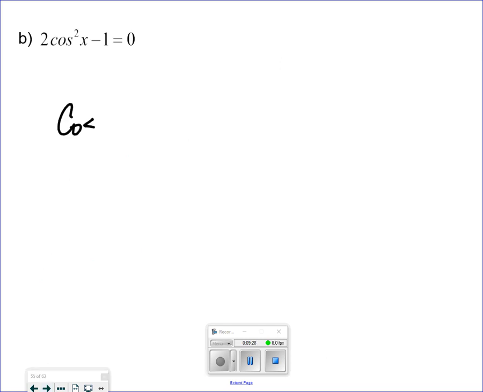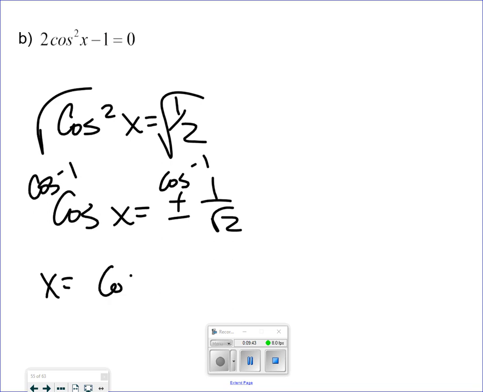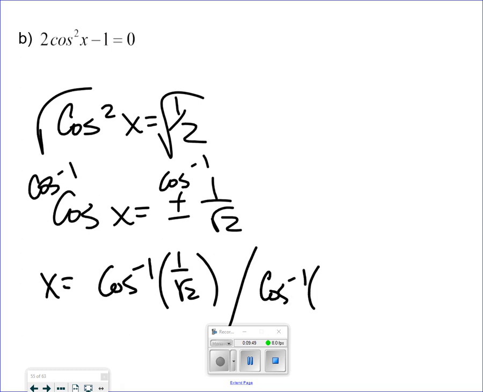Same thing for cosine. So I got cosine squared x equals +1/2. Square root of both sides. So cosine of x equals plus and minus 1 over the square root of 2. Just leave it that way. Inverse cosine. So now the 2 answers, I want the inverse cosine of positive. Then I also want the inverse cosine of negative. So again, instead of getting 2 answers, I'm actually going to get 4.